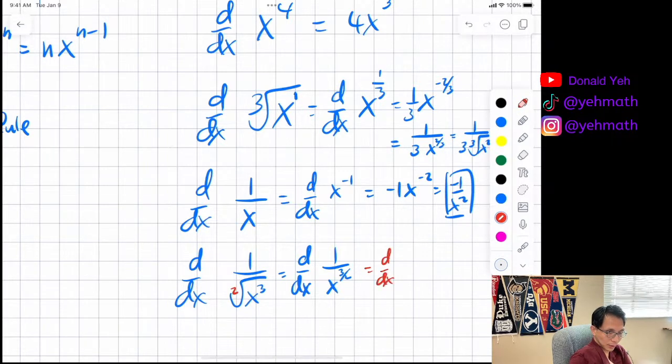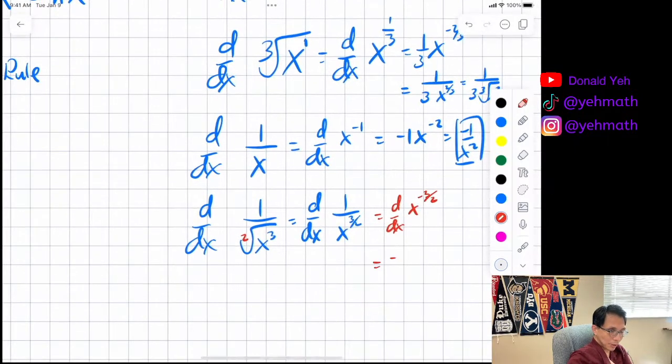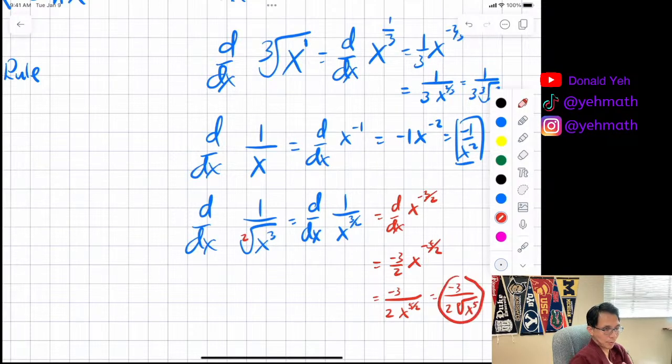And I'm going to take d/dx of x to the -3/2, because I need to move it to the numerator before I take a derivative. So this one is actually -3/2 x to the what? -5/2, right? -3/2, now I change to the bottom. And that's -3/2 square root of x to the 5. And that should be an answer right there.